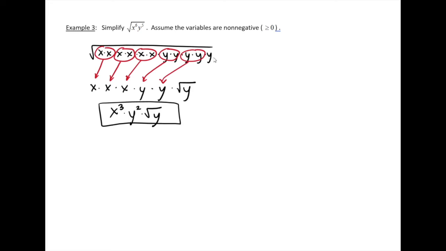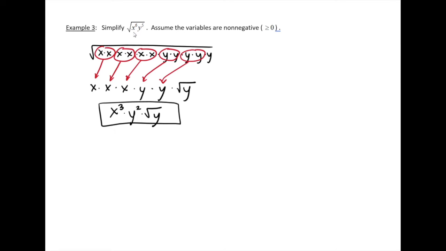This method works nicely. It's easy to use, as long as the exponents on the variable are not too large. If we have a large exponent, like x to the 31st power, we wouldn't want to have to write out 31 factors of x in this product. So let's see if we can find a shortcut for this.